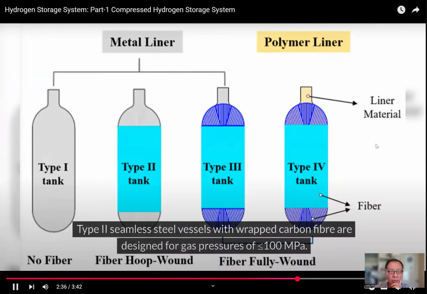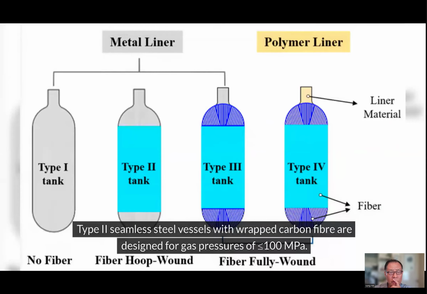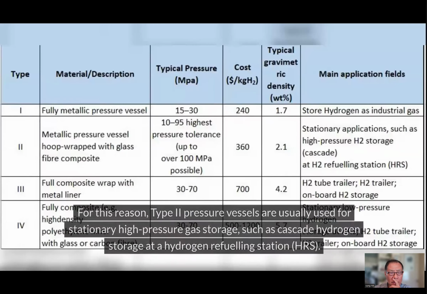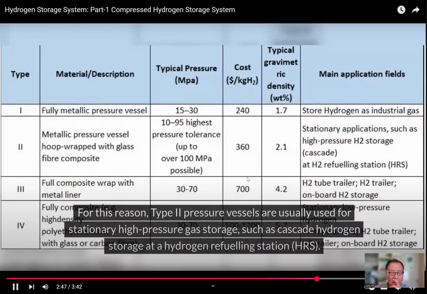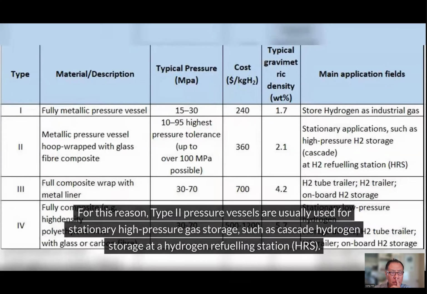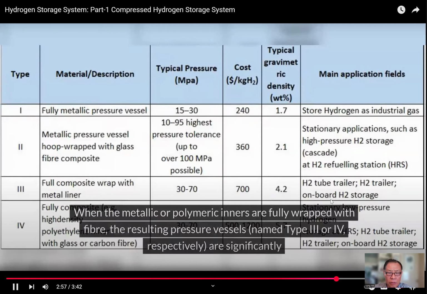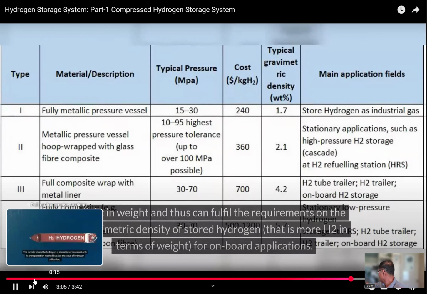Type II seamless steel vessels with wrapped carbon fiber are designed for gas pressures of less than or equal to 100 megapascals. For this reason, Type II pressure vessels are usually used for stationary high-pressure gas storage, such as cascade hydrogen storage at a hydrogen refueling station, HRS. When the metallic or polymeric inners are fully wrapped with fiber, the resulting pressure vessels, named Type III or IV, respectively, are significantly light in weight and thus can fulfill the requirements on the gravimetric density of stored hydrogen, that is more H2 in terms of weight, for onboard applications.